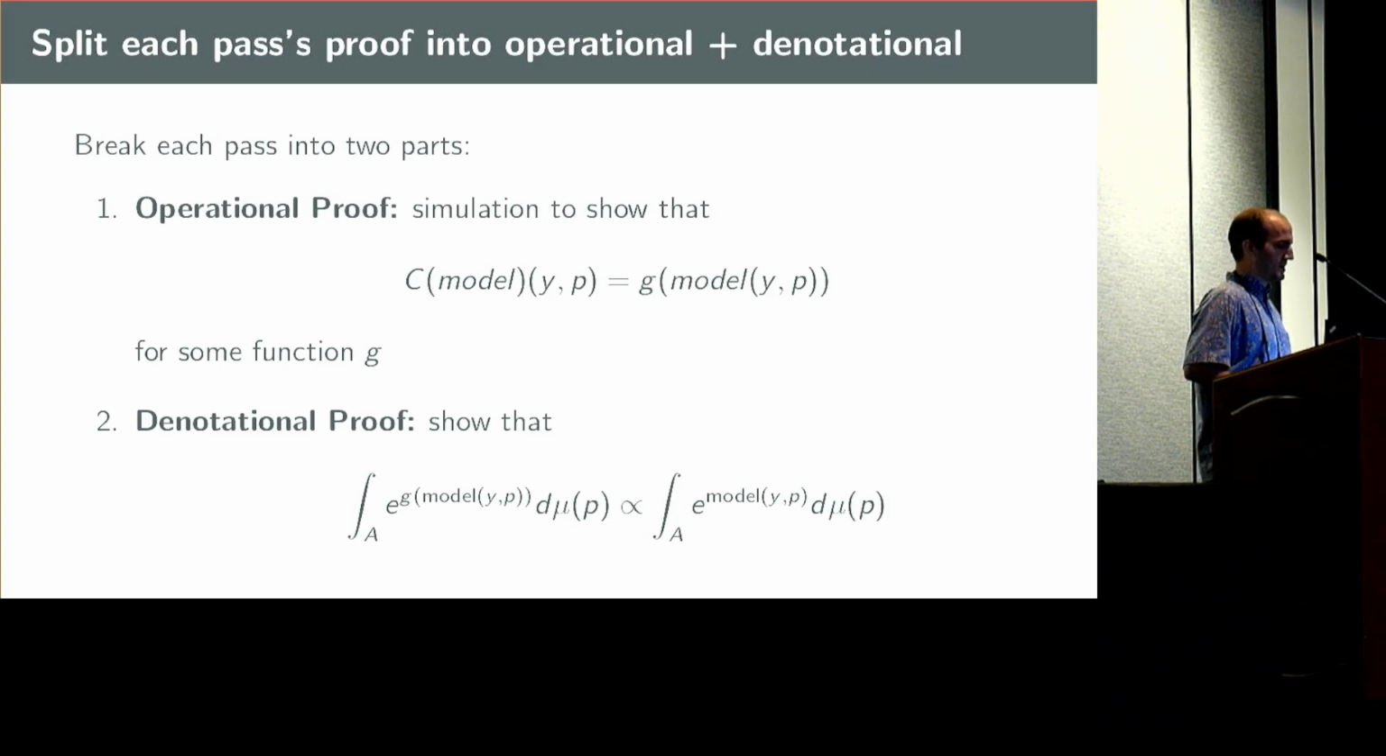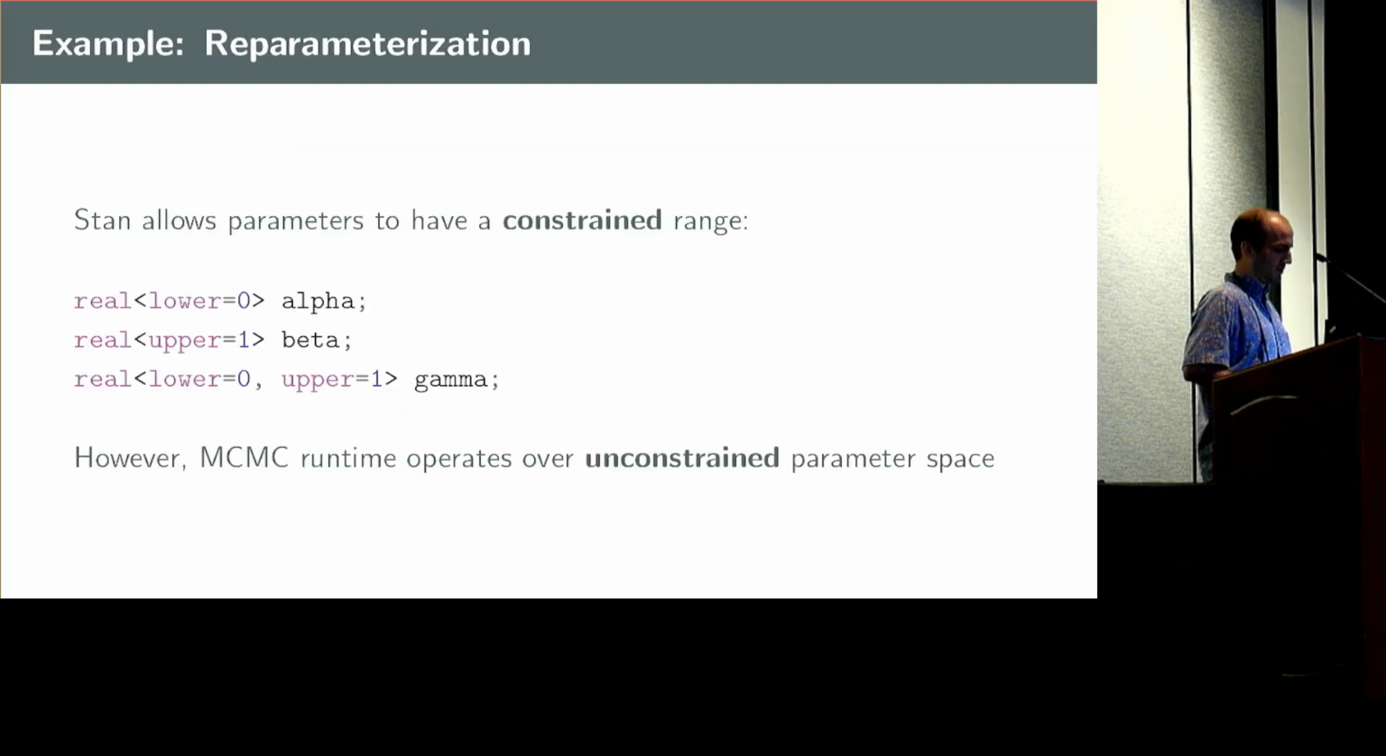So let's look at an example for one of the passes that we've verified. An important component in density compilation is a pass called reparameterization. The idea here is that Stan allows the parameters to have a constrained range. We saw an example of this in the beginning program. I can specify that a parameter either has a lower, upper, or both lower and upper bound.